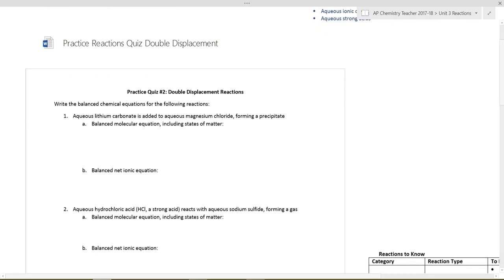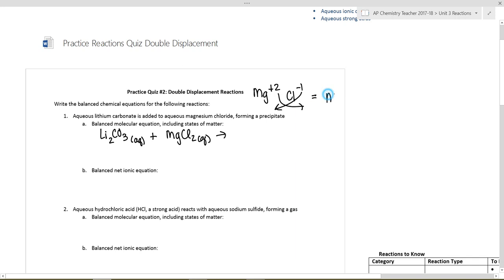So this first one, we've got aqueous lithium carbonate. So lithium carbonate, lithium's plus 1 ion, carbonate's minus 2. So I need Li2CO3. That's aqueous. Aqueous magnesium chloride. And think about here, notice I'm considering charges. I'll write this down at the top. Magnesium is a +2 charge. Chlorine has a -1 charge. I know that from looking at the periodic table. So that means this is MgCl2. That's where that is coming from. And it forms a precipitate.